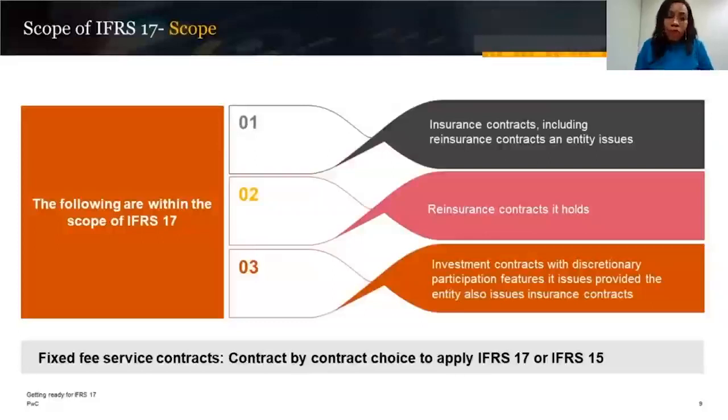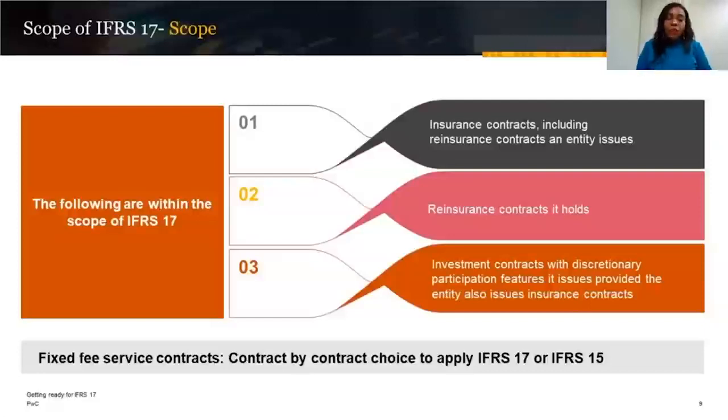So the scope did not really change from what we have under IFRS 4. We expect that in general, most of the contracts that we had within scope under IFRS 4 would also fall within scope of IFRS 17, except for maybe a few exceptions here and there. But in general, even from experience and from the implementation project that we started so far, we've not really experienced so much difference in scope from what we had under IFRS 4.